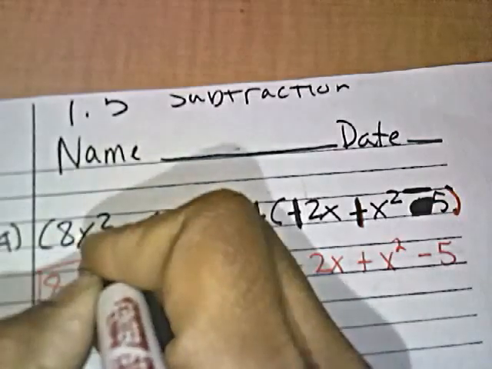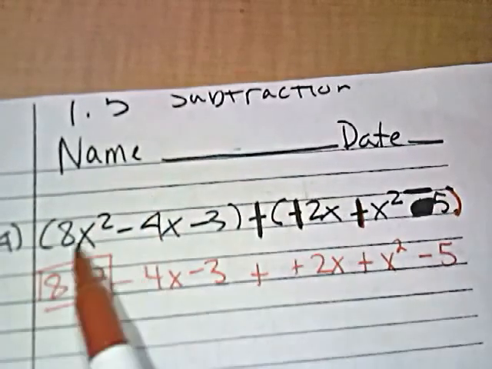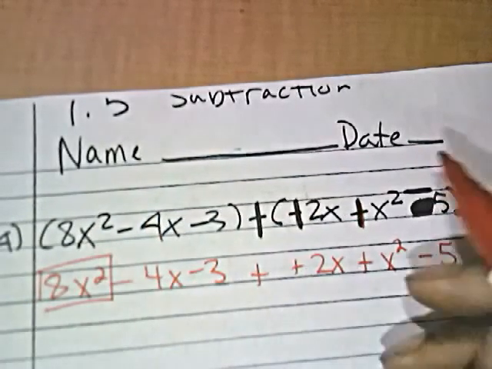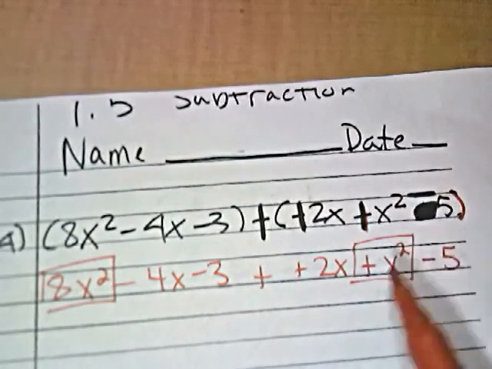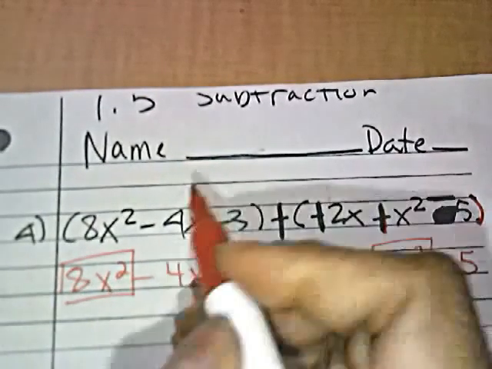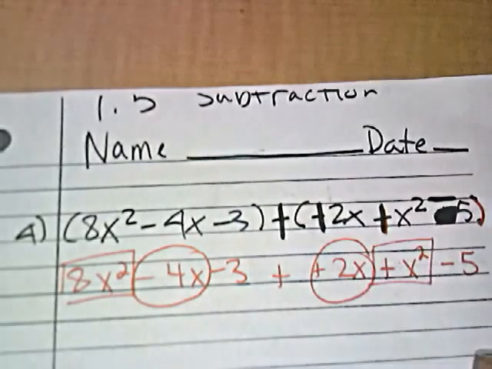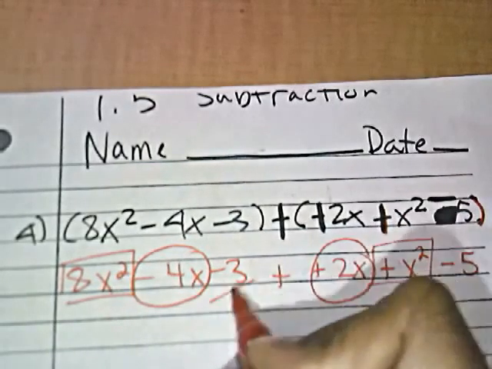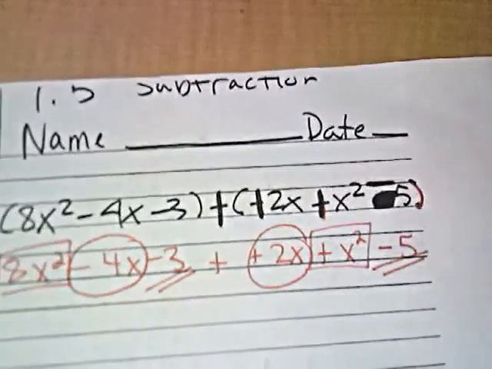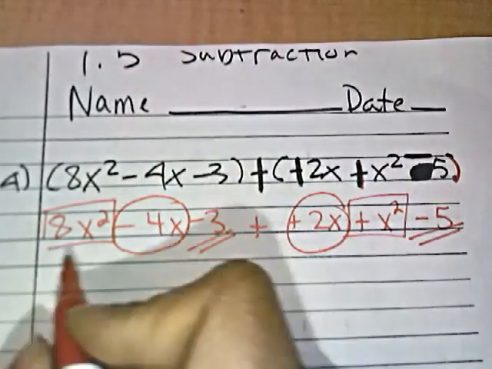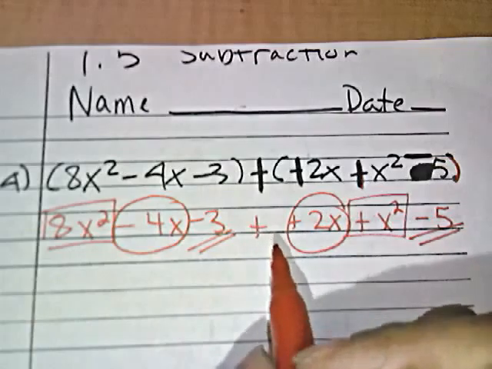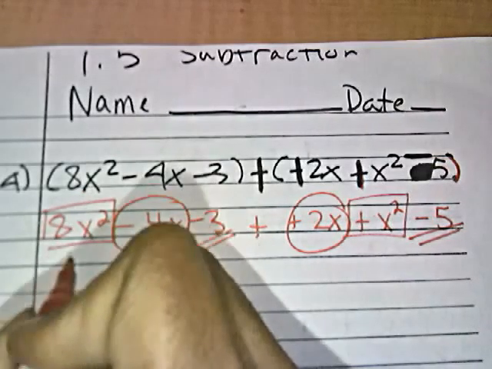Here's x squared. Do I have any more x squareds? I do. Keep the sign with it. Then I go back. Here is x. Here's a positive x. Then I go through. Alright. Now I need to just combine. Hopefully you wrote those steps down.